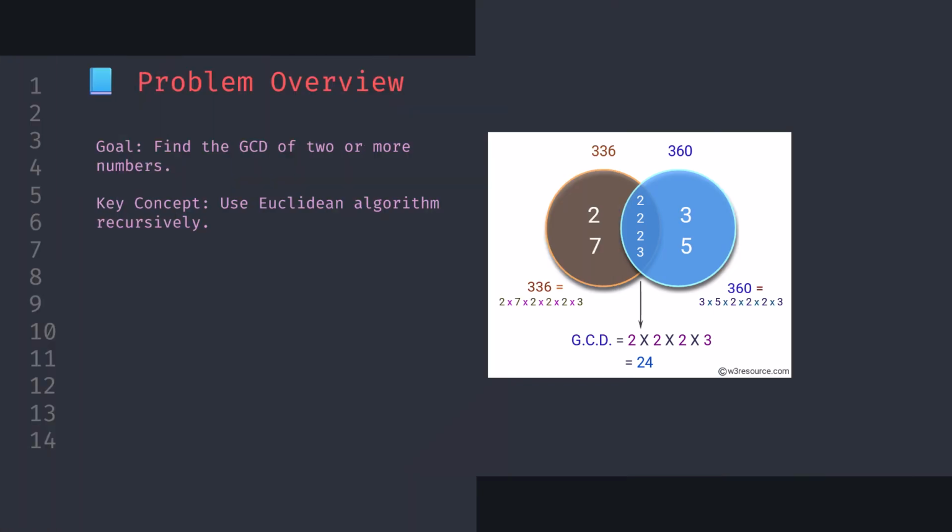The greatest common divisor is the largest number that evenly divides two or more numbers. For example, both 8 and 36 are divisible by 4, which makes it their GCD. We'll also see how this extends to arrays of numbers. Understanding the recursion used here is key to the solution.